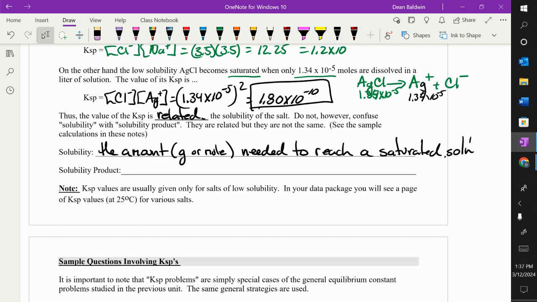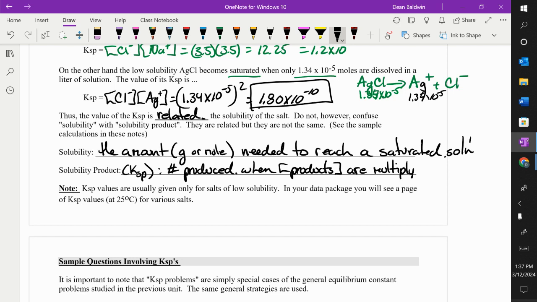Whereas the KSP, the solubility product, is the number produced when concentrations of products are multiplied together. So they are related, but they are not the same thing.